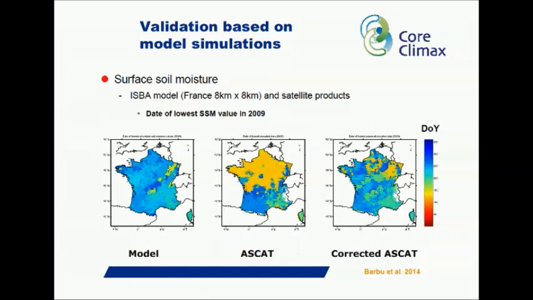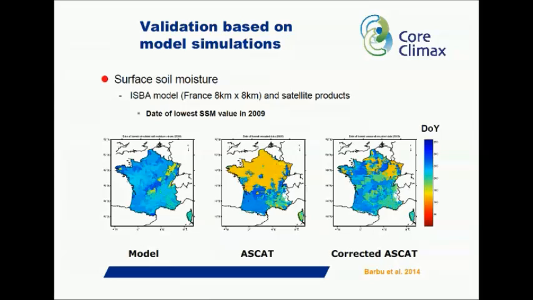So then you can have a look also at the seasonality. So this is an example based on ASCAT data. What is shown here is the date in the year where surface soil moisture is minimum, so when the soil is the driest at the surface. Orange to yellow colors correspond to springtime, and blue corresponds to summertime.